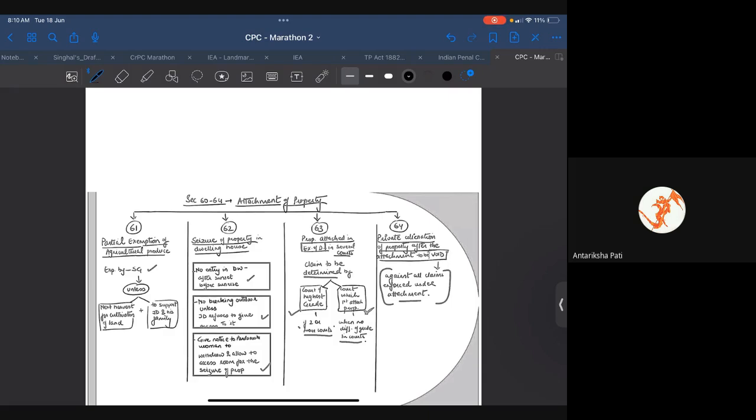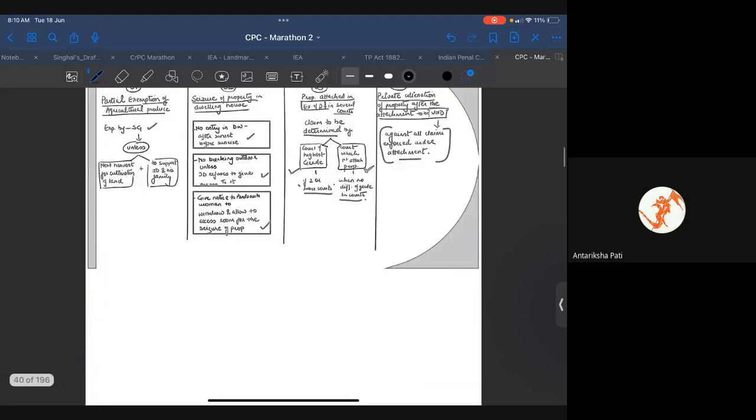64 says that private alienation after the attachment is to be void. So once it is attached, private alienation cannot be done, which we will discuss later in attachment before judgment, and here in attachment while a decree is being executed as well.